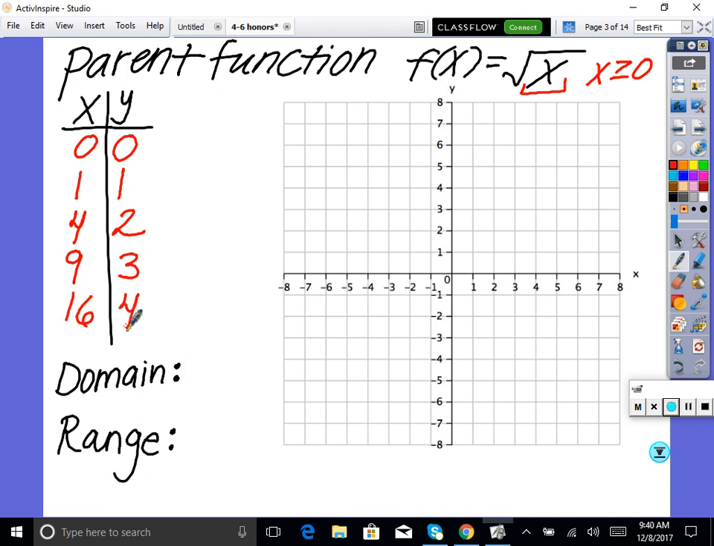So look, let's graph that. You could even just watch me. Over 0, 0. Over 1, up 1. Over 4, up 2. Over 9, up 3. So it looks like this.